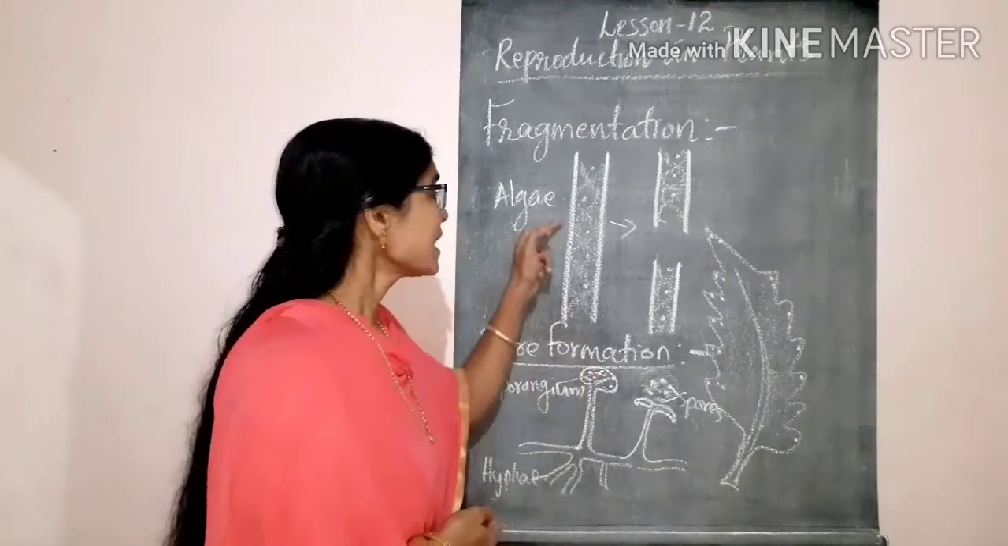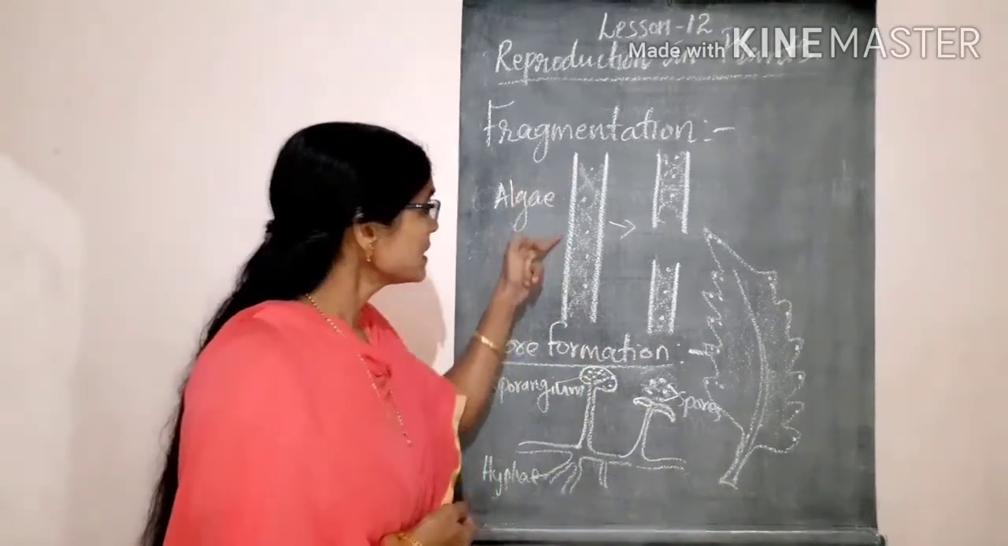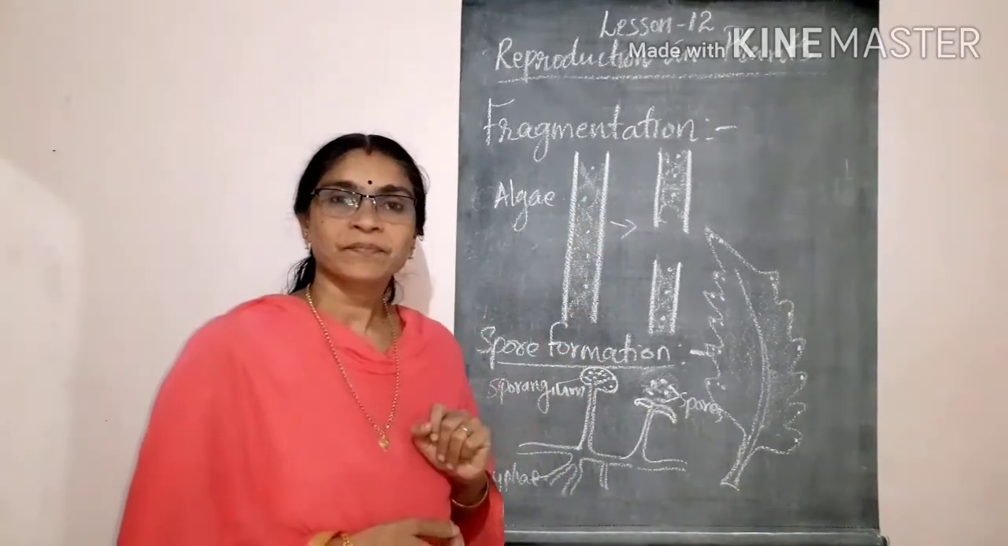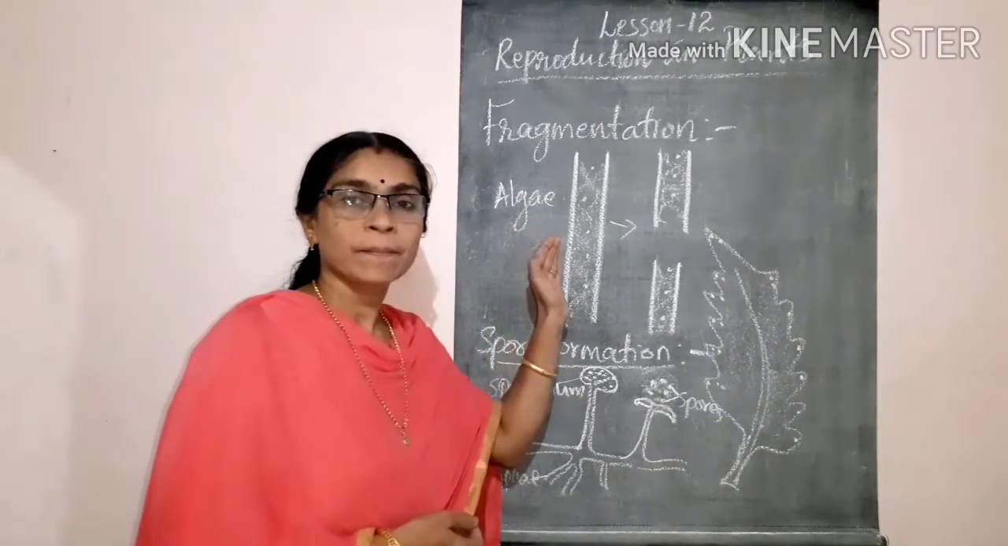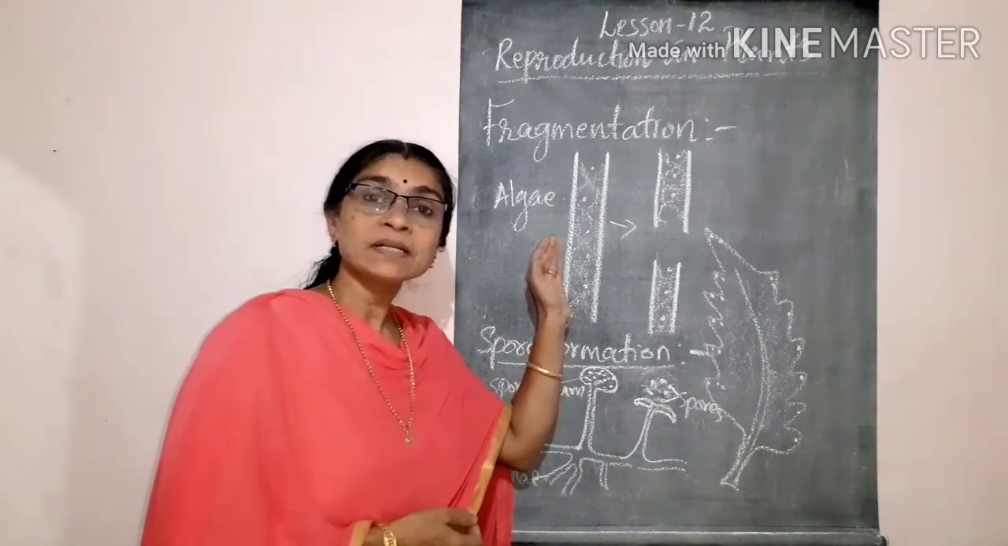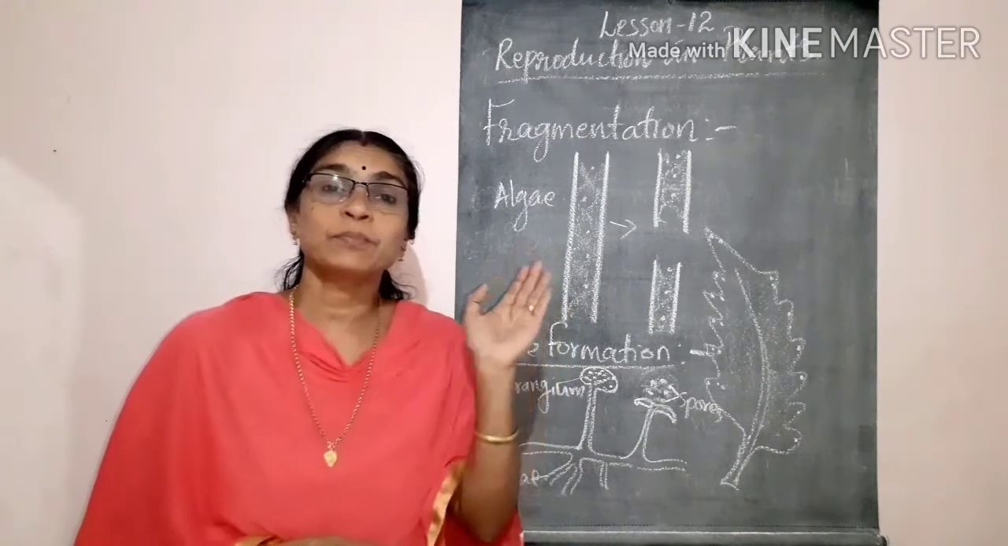When we look at the algae through a microscope, we can see they have a filamentous body. And these filaments, when they mature and water and nutrients are available to them, start to reproduce.